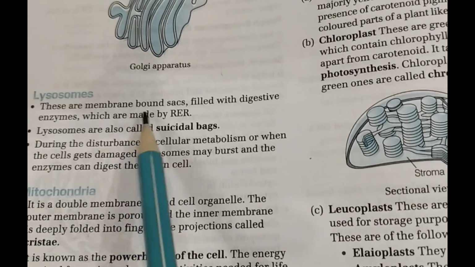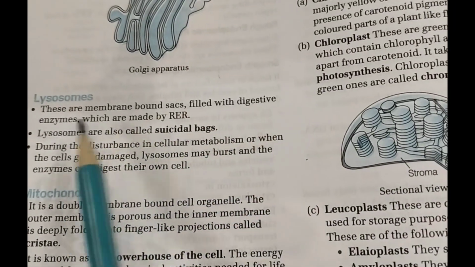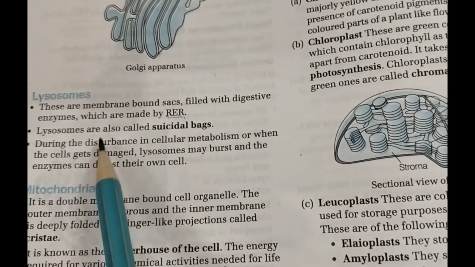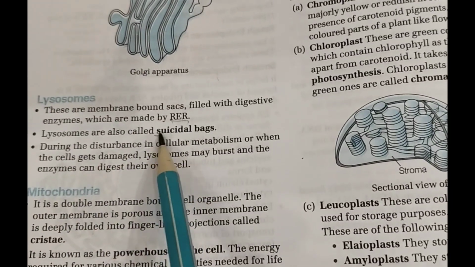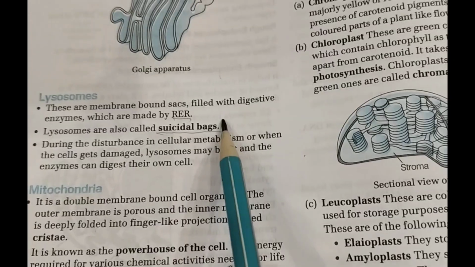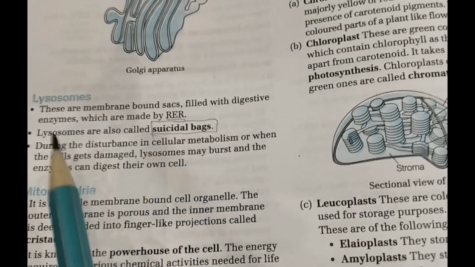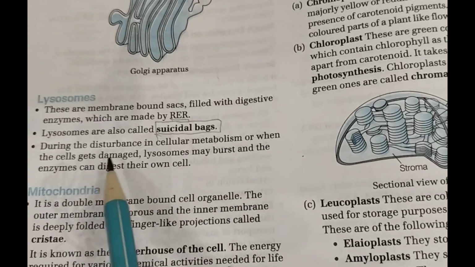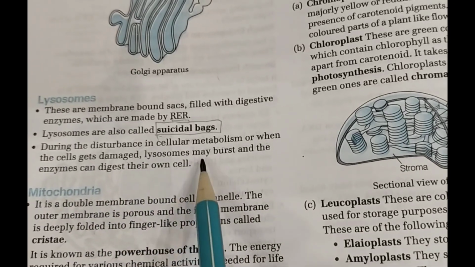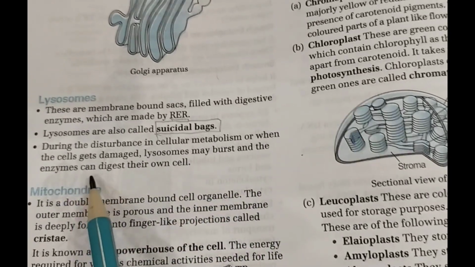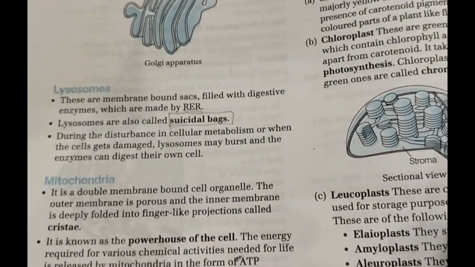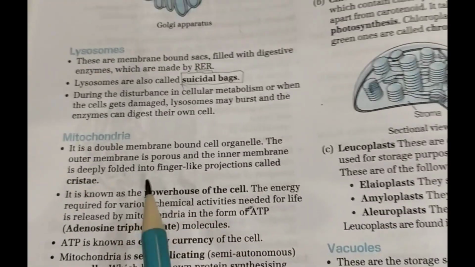These are membrane-bound sacs filled with digestive enzymes which are made by RER. Lysosomes are also known as suicidal bags. इनको क्या और बोलते हैं? Suicidal bags. During the disturbance in cellular metabolism or when the cells get damaged, lysosomes may burst and the enzymes can digest their own cells. इसीलिए इसको क्या बोलते हैं हम? Suicidal bags. Next is the mitochondria.